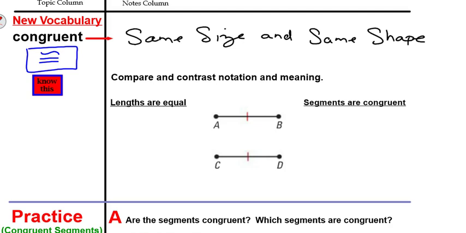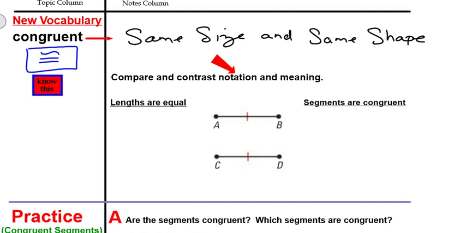This first little example that I have here asks us to compare and contrast notation and meaning. So we have two things that we're going to talk about here. We're going to talk about the length, and we're going to talk about the segments being congruent. Those are the two things. All right? Notation is the important thing that we need to make sure that we get through here.